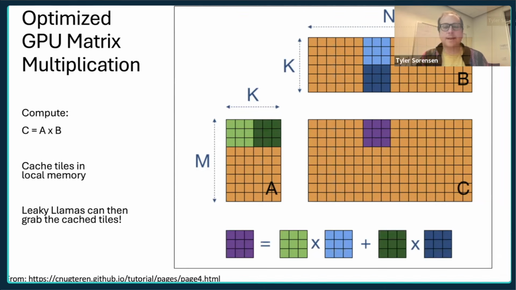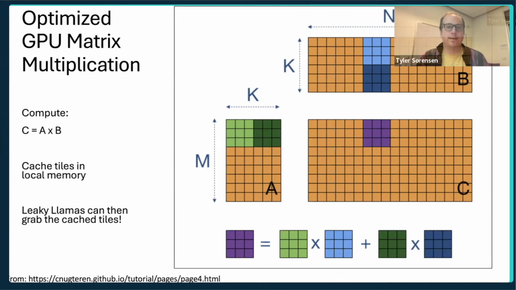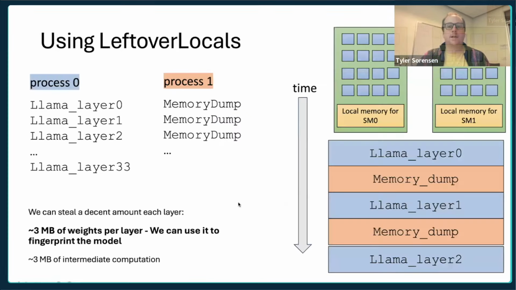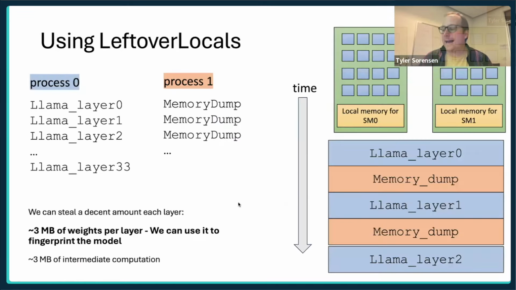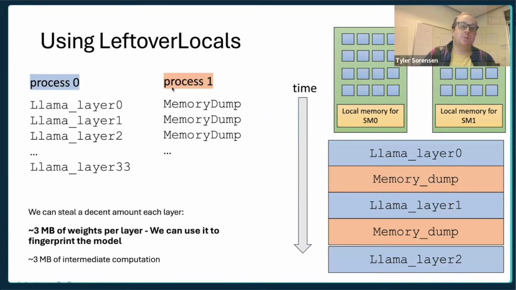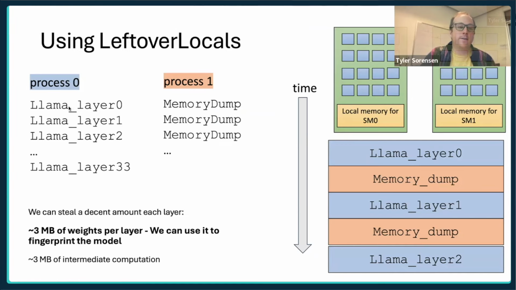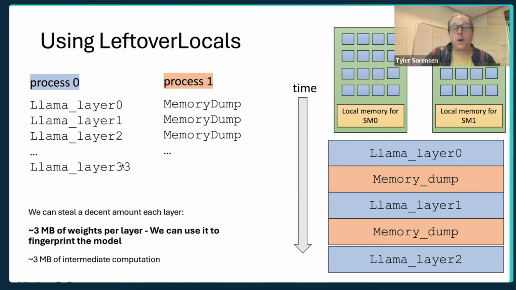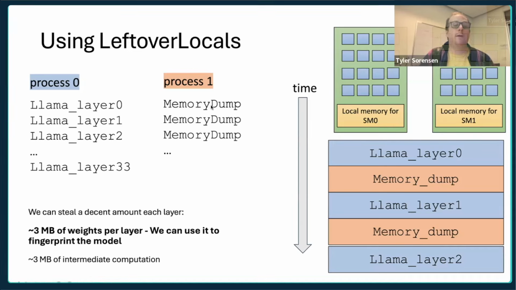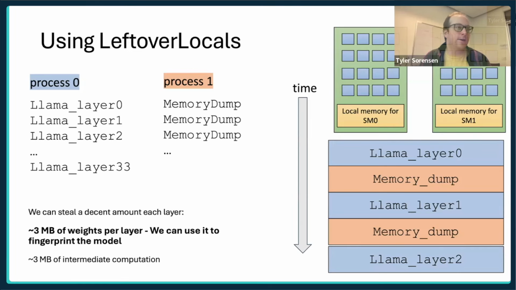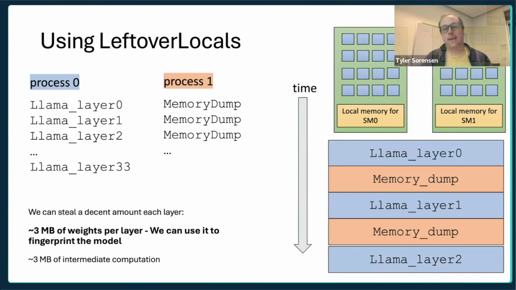But yeah, this basically shows that when you are doing these matrix multiplications, you are using the local memory quite a bit. Now if you set up the attack, the attacker is actually pretty simple. The victim is running the LLM, and essentially the kernels it's going to be running are the llama layers, 0, 1, 2, 3. Those are all unique GPU kernels. And then all the attacker really has to do is a memory dump. They say, launch my kernel, and I'm just going to dump whatever's there.